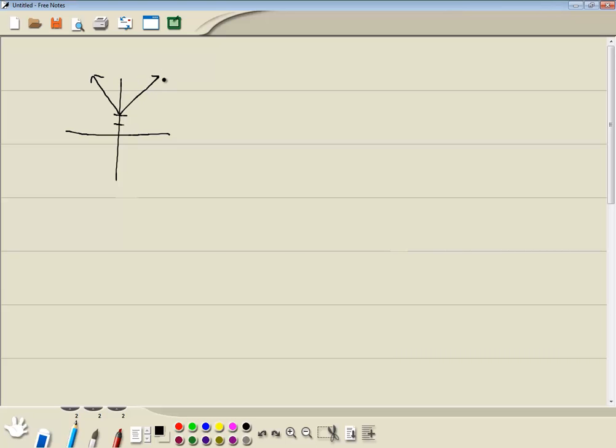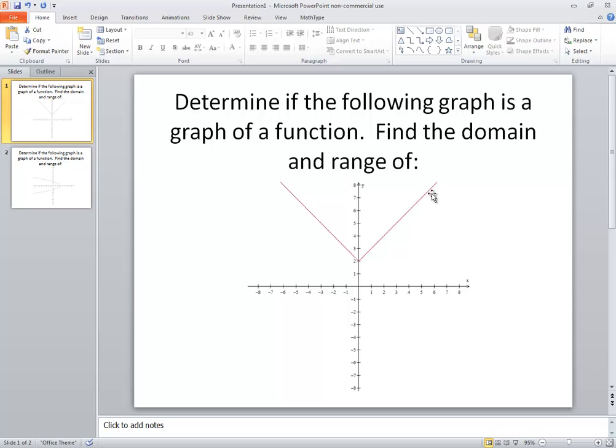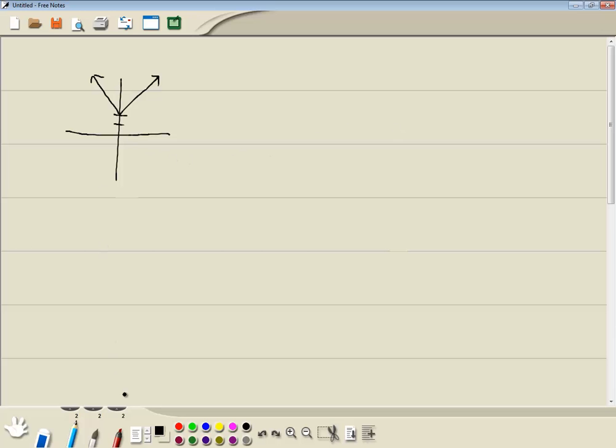Now notice I'm putting arrows on there. Those arrows indicate it keeps going forever, because when it goes off the edge of your graph like this, you assume it's following the same pattern from then on. Okay. The question is whether it's a function or not.